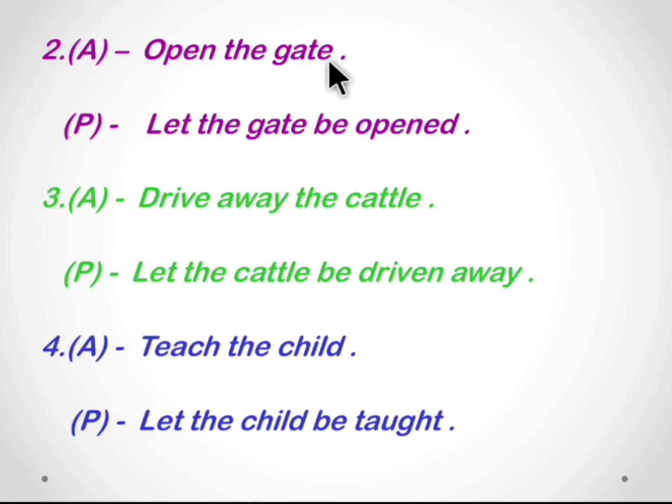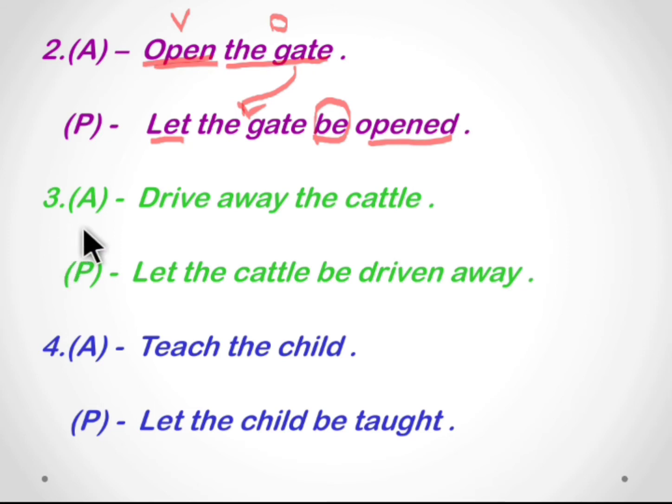Next, open the gate. Here open is the verb. What to open? The gate. So this is the object. So as per the rule, in the imperative ordering sentences, we use let to begin the sentence. So let is used in the passive voice. Then comes the object. The object of the active voice becomes the subject of the passive voice. So we get the subject over here. Then we use the be form of verb, which is be. And the past participle of open is opened. Now the passive voice is let the gate be opened.